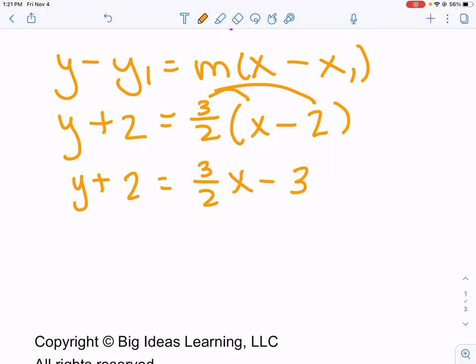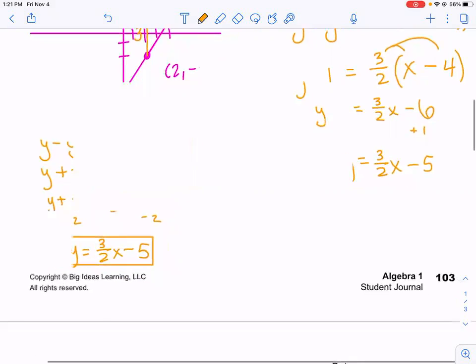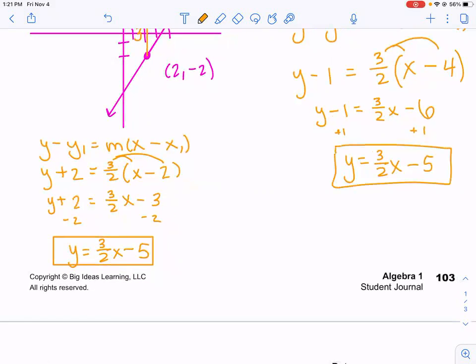Okay. And to get y by itself, I'm going to subtract 2. So we get y equals 3/2 x minus 5. Amelia, is that the same thing? That is crazy. We got the exact same line. So let's go back to Amelia's question. Does it matter which point we use? No. As long as the point is on the line, when we rewrite it to our y equals mx plus b, it's going to be the same thing.